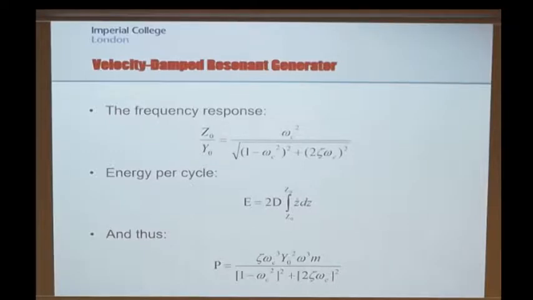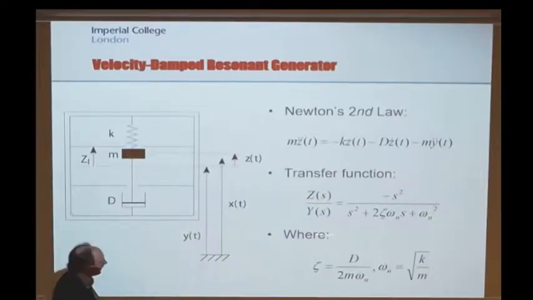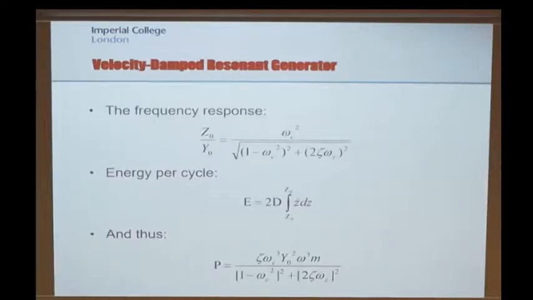So if we look at then the frequency response of this system, so this is just looking at the magnitude response here of the transfer function, looking at the magnitude of Z of j omega divided by Y of j omega, and we look at the peak value of that, we get this as the magnitude response, frequency response of that transfer function Z to Y.